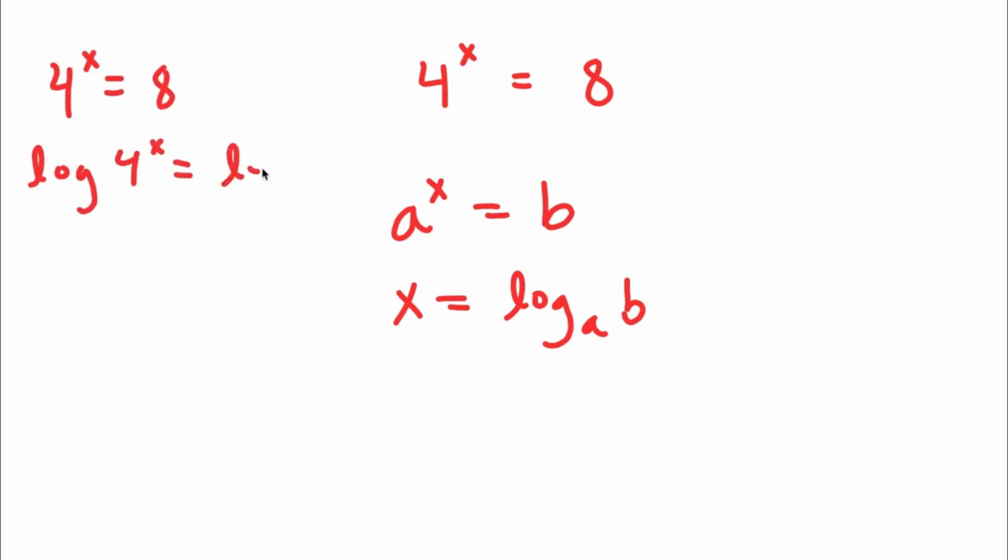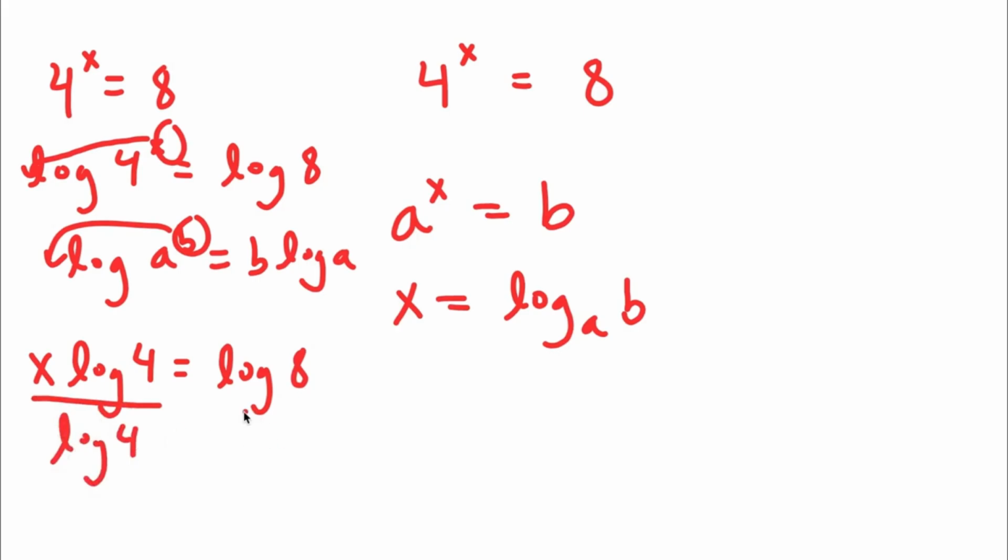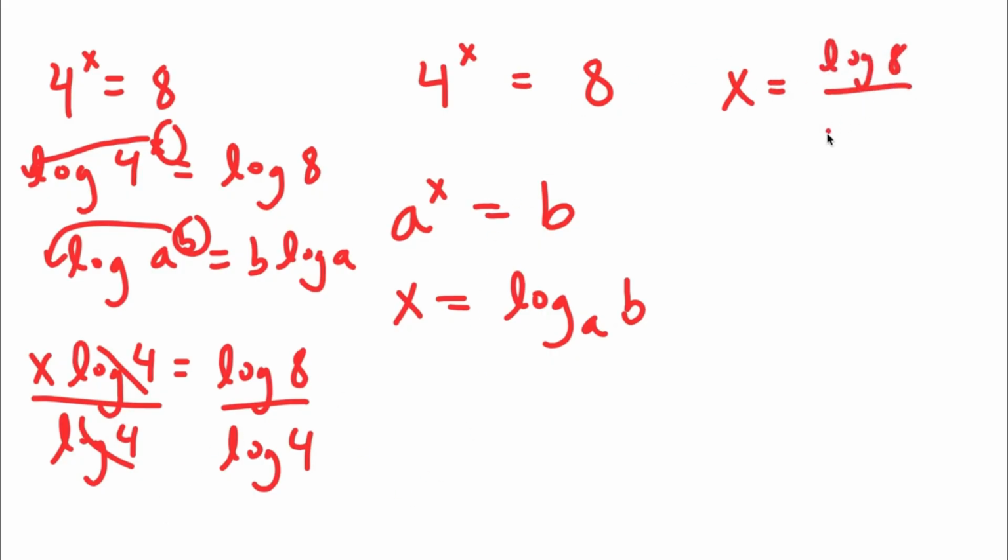So I have log 4 to the power of x is equal to log 8. And now if I have something in the form log a to the power of b, I can actually move this exponent b to the front, so this can equal b times log a. So I can move x to the front, so this would equal x times log 4 is equal to log 8. Now if I divide both sides by log 4, I'll have x is equal to log 8 over log 4, which can be written as log base 4 of 8.